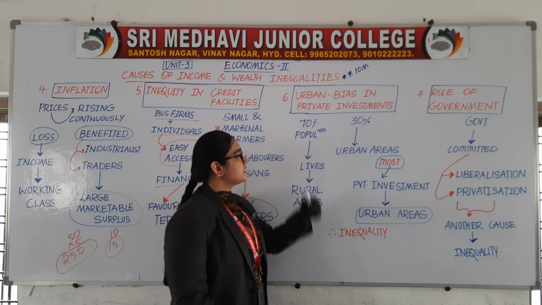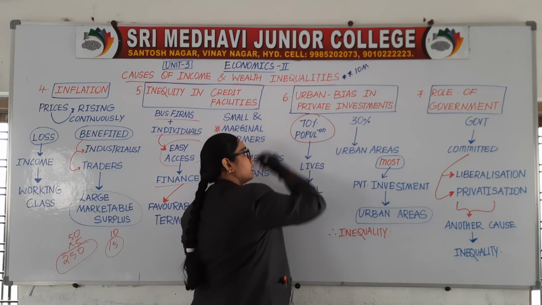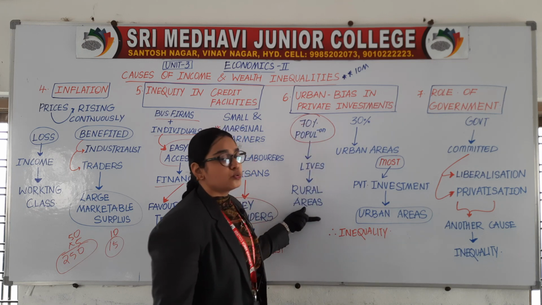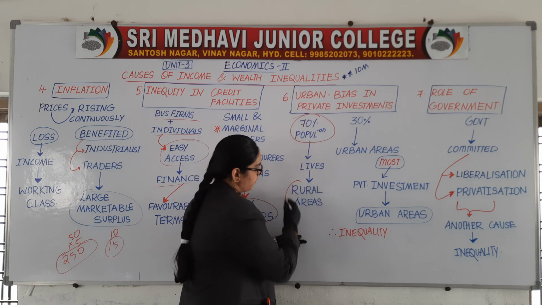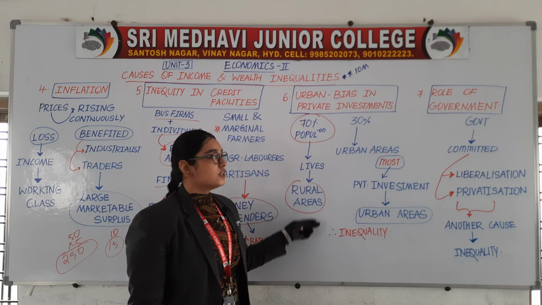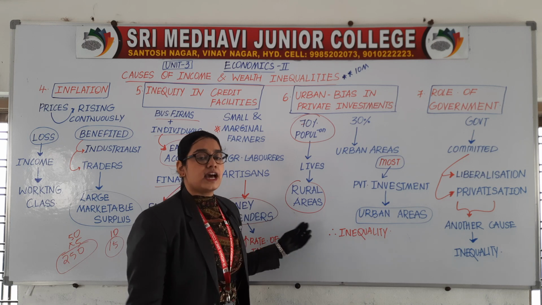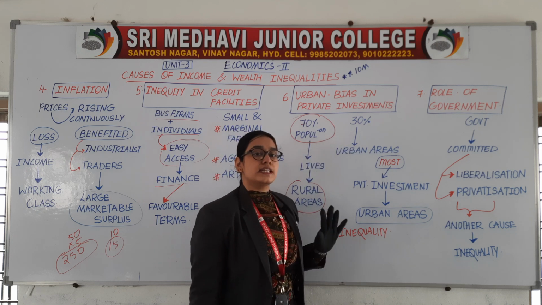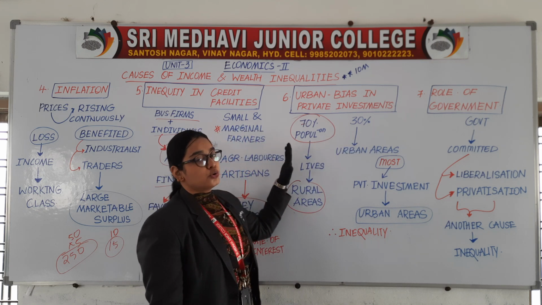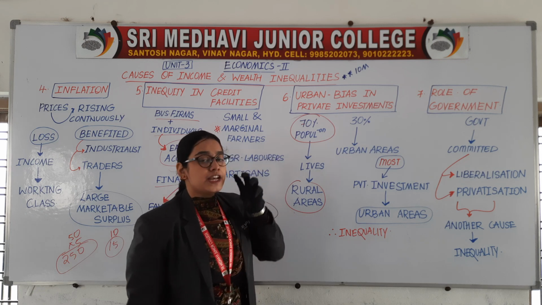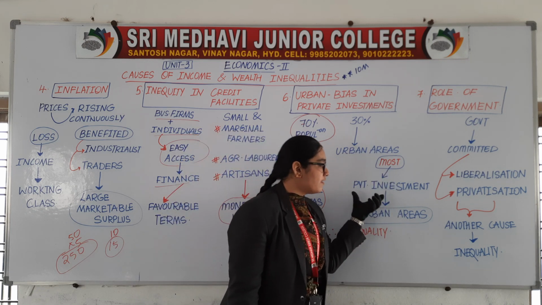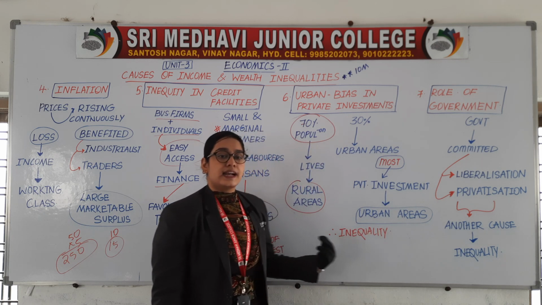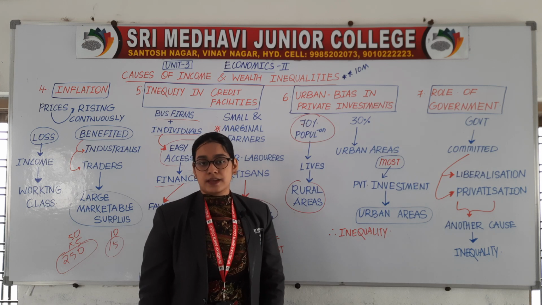Nearly 70% of the population, how much? 70% of the population is living in rural areas. They are living where? In rural areas. So out of 100, 70 are in rural areas. That means in urban areas how many percent? 30%. So where the population is more? Rural areas. But unfortunately, most of the private investment is concentrated in urban areas rather than rural areas. Am I right or not?